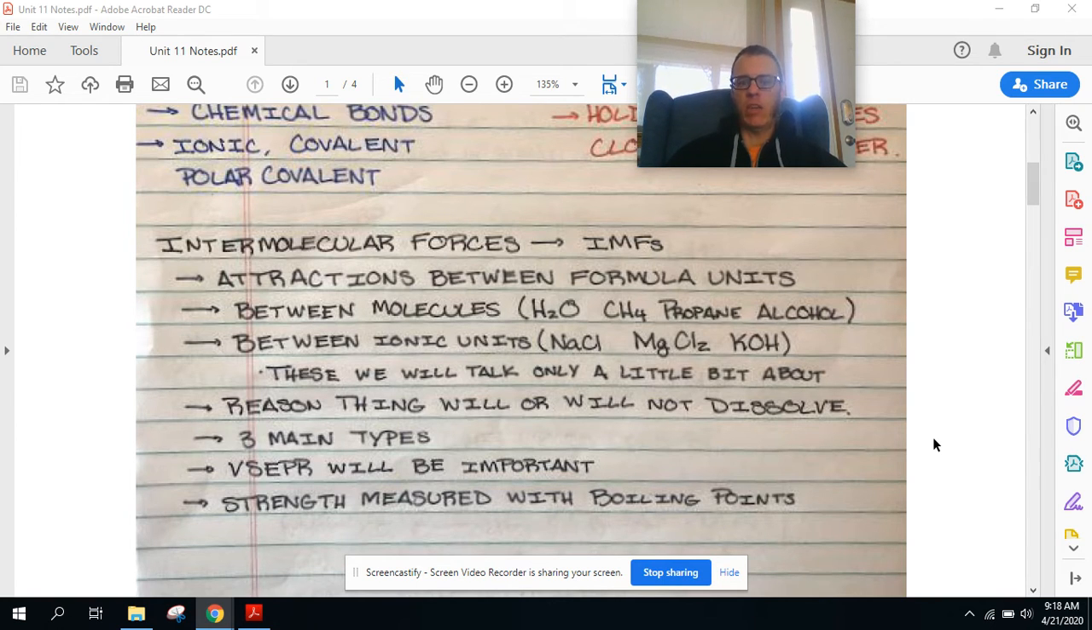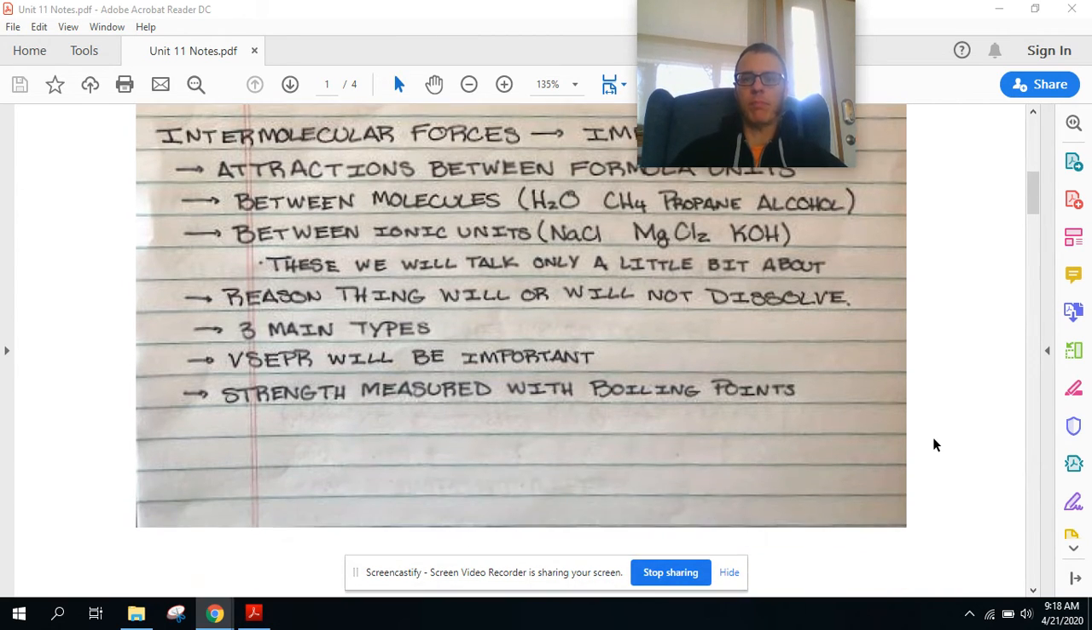Now, between ionic units, this is an ionic interaction. We're going to get into those a little bit later. They're extremely strong. Like think about salt. Salt doesn't melt, right? It stays as a solid. But these dictate if something will dissolve in water or not.